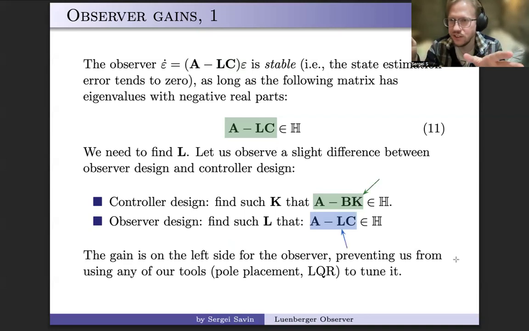So we cannot just use the same algorithms as before and find the gain, because the location is wrong. So we cannot do observer design using LQR or pole placement in this form. We have to do something. That's an important detail.